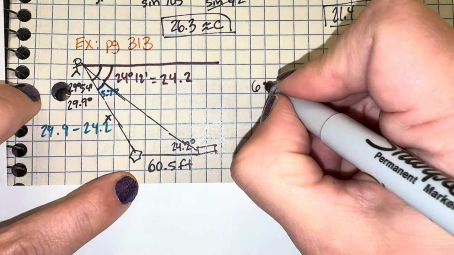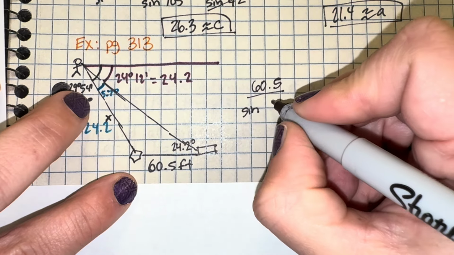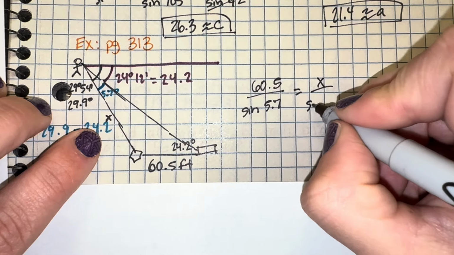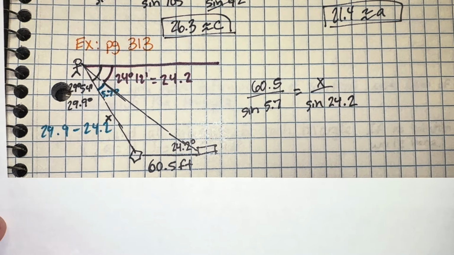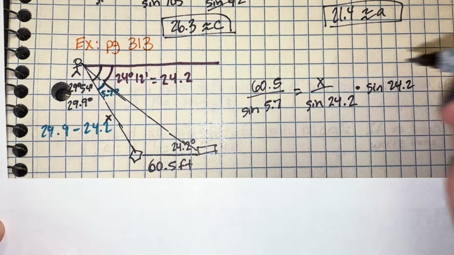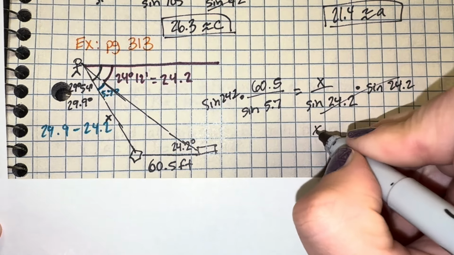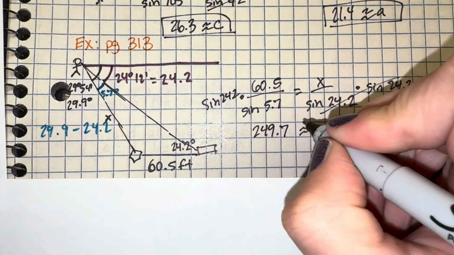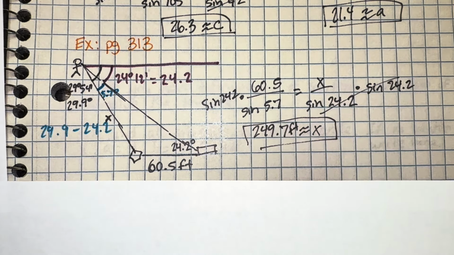So I'm going to say 60.5 over sine of 5.7 equals x over sine of 24.2. And I'm going to solve that by multiplying by my sine of 24.2 on both sides. And that will get me an approximate distance of my fan from home plate, which is 249.7 feet.